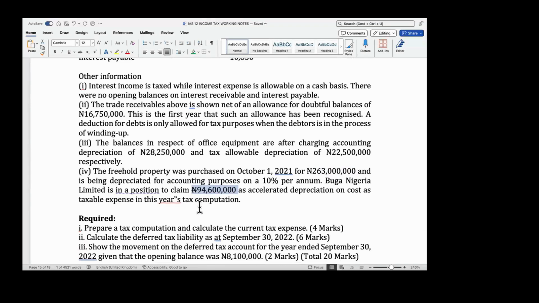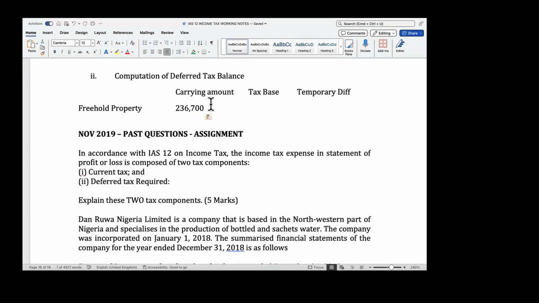263 minus 94,600 is 168,400. Okay, 168,400. So what's the difference? 68,300. So is this a taxable temporary difference or deductible temporary difference? Taxable. Okay, this is a taxable temporary difference. So let me just put this taxable in brackets. It doesn't mean anything, just to distinguish it from deductible.